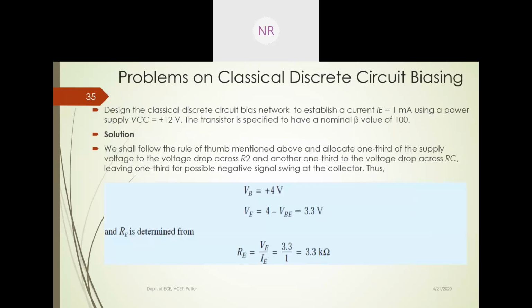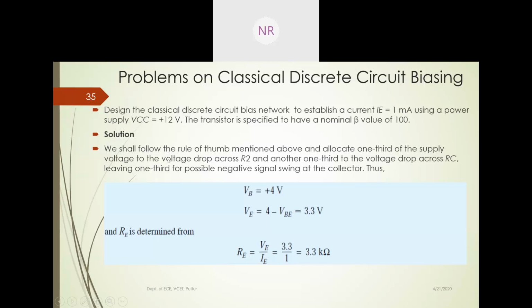Okay, and this is the first problem which is given in the standard textbook. Design the classical discrete circuit bias network to establish an emitter current of 1 milliampere using a power supply of VCC equals plus 12 volts. The transistor is specified to have a nominal beta value of 100. So the IE value mentioned here is 1 milliampere. We need to establish this amount of current. For that, VCC is given as plus 12 volts and the beta value is given as 100.